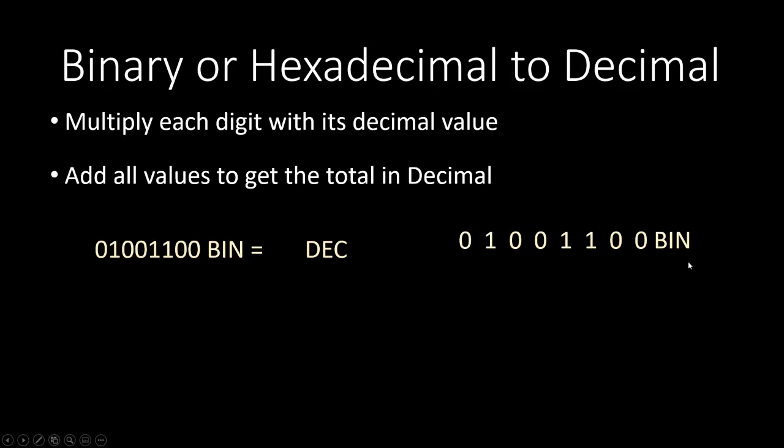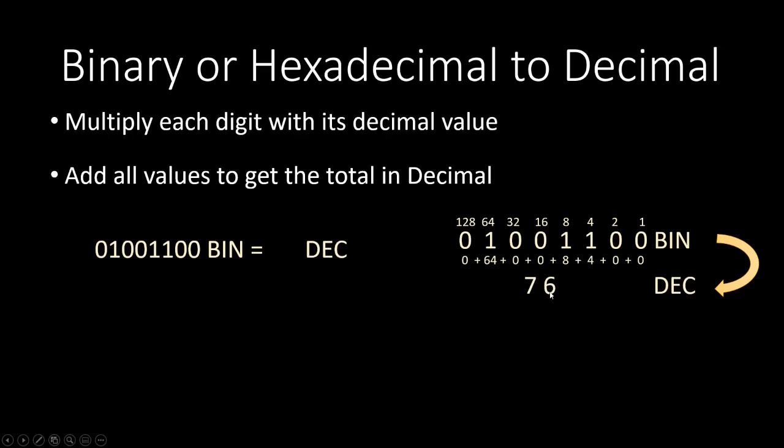We have this number here in binary, and we know the value of each digit. We know that digit 0 is 1, digit 1 is 2, digit 2 is 4, and up to 128 for digit 7. We put each digit under the value of that digit, and then we do the multiplication. We multiply each digit by the value of that digit in decimal. We have these values here, and to convert this number into decimal, we do the addition of these numbers to get the total of 76 decimal. So this binary number equals 76 decimal.